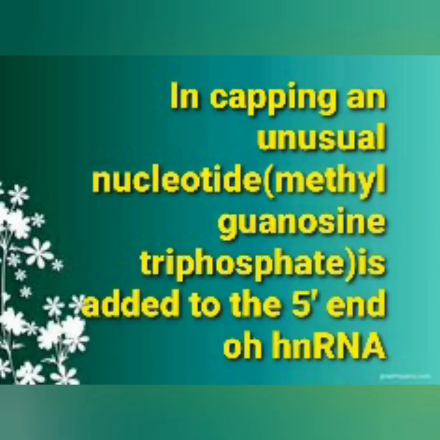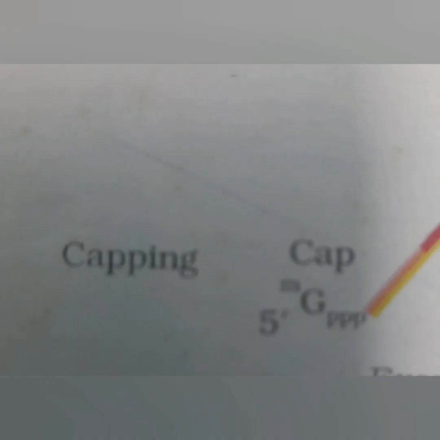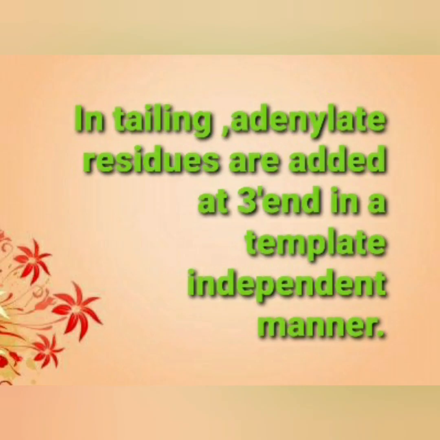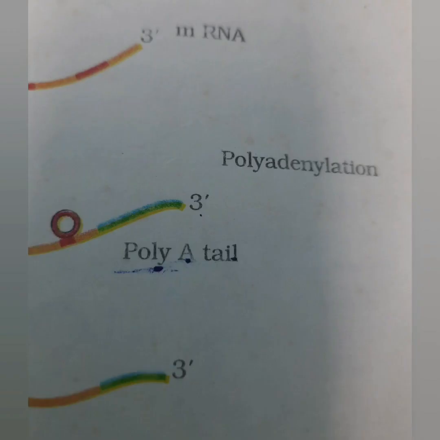Just observe. In capping, an unusual nucleotide, that is methyl guanosine triphosphate, is added to the 5' end of hnRNA. Here you can see the capping. This nucleotide is added here. In tailing, adenylate residues are added at the 3' end in a template-independent manner. Just observe here, this process is also called polyadenylation.